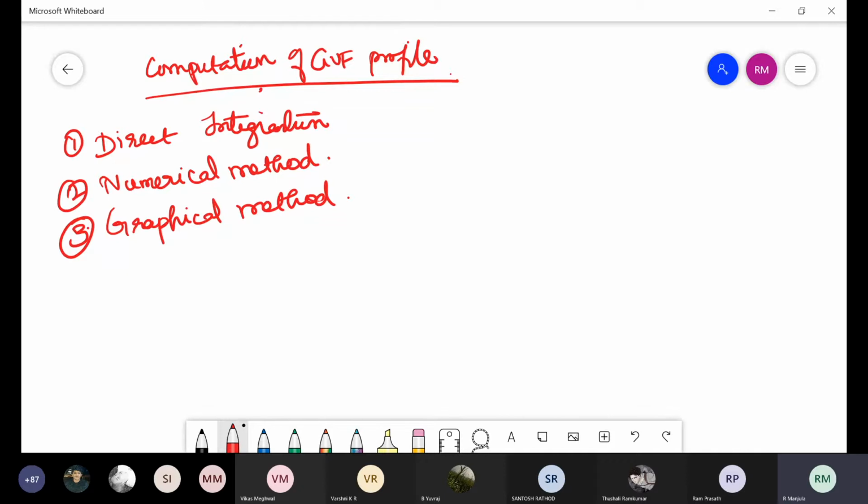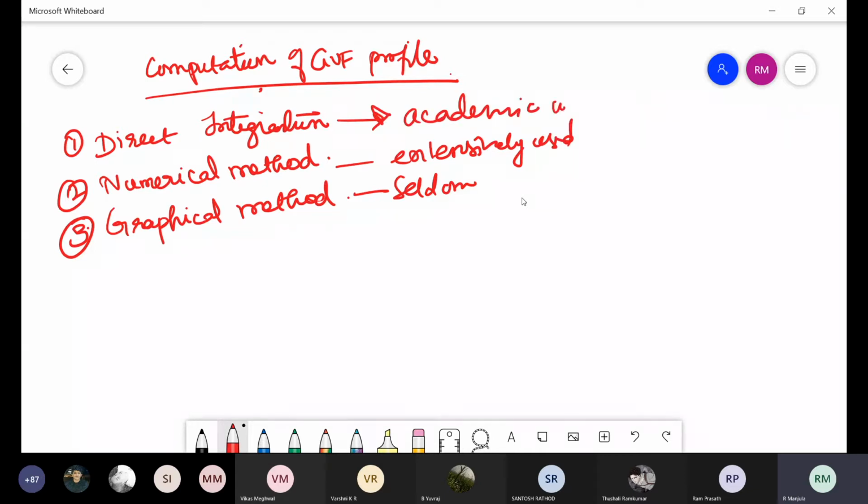So if you take the direct integration method, how is it done? Out of these methods, the graphical method is seldom used, and the numerical method is extensively used. And direct integration is of academic interest, which is also very useful for computation purposes. So we are going to discuss direct integration.